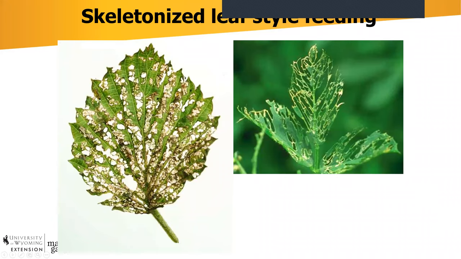Another style of feeding is called skeletonization. And so they eat the tender parts in between the leaf veins, and can be very diagnostic in this case. This is what the alfalfa weevil larva do. Many of the leaf feeding beetle larvae do this on, say, our tree leaves and leave behind those veins and cause damage.